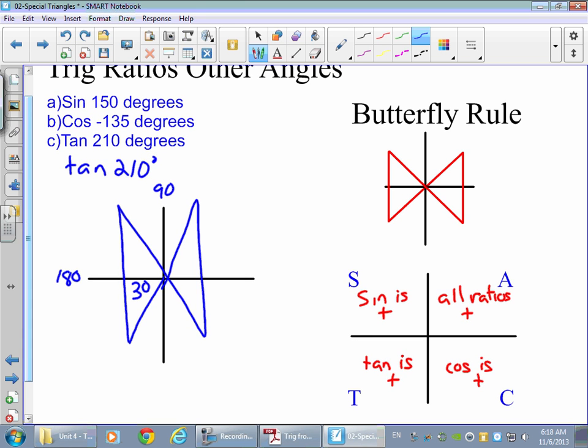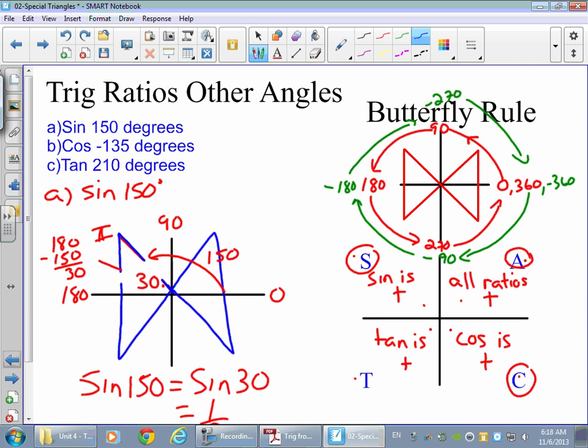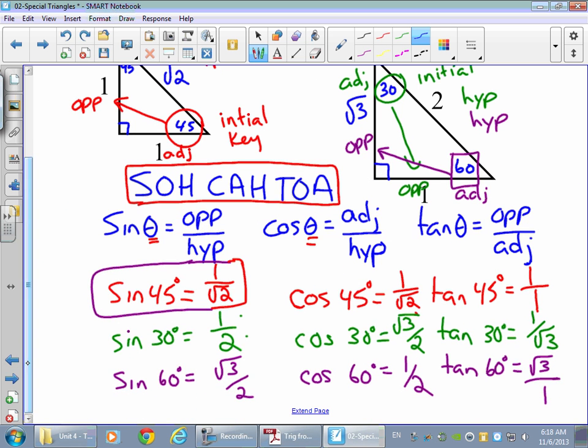When I think about the CAST rule, C, A, S, and T. So down in quadrant 3, tan is positive. And so tan of 210 is going to be exactly equal to tan of 30 degrees. And I haven't memorized these yet. Tan of 30 degrees is 1 over root 3.